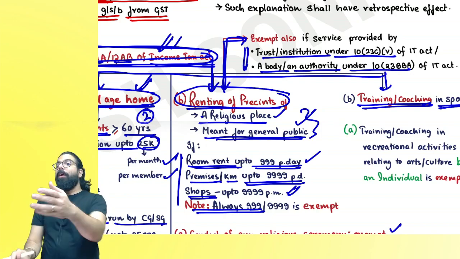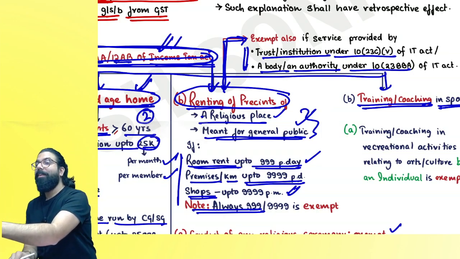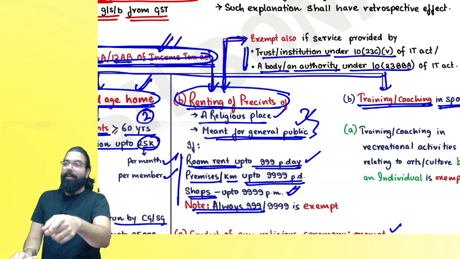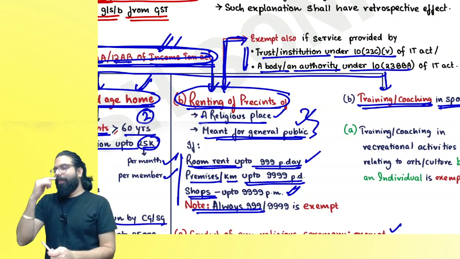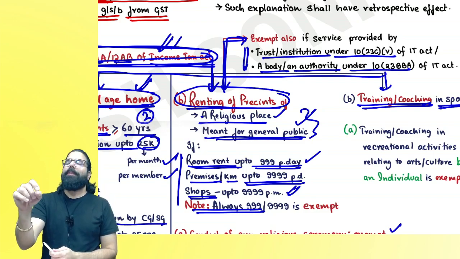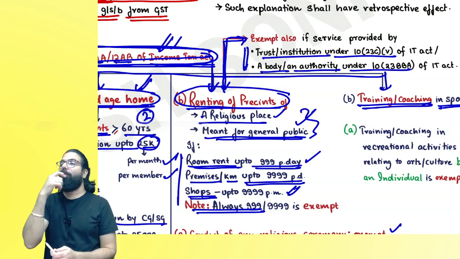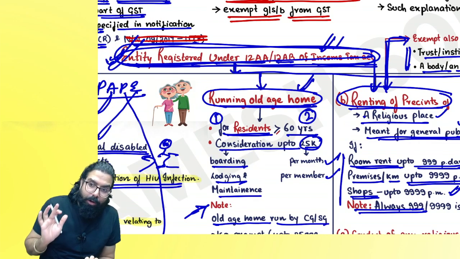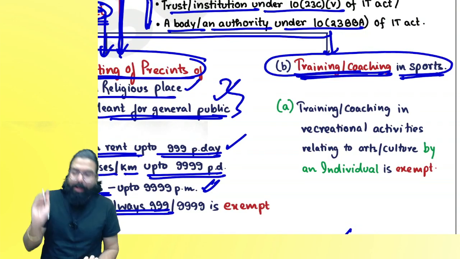Listen, Ramesh went ahead. Okay, Ramesh only will take. Now, Ramesh is running a training or coaching institute in sports. Will it be exempt? No. Only if it is a charitable institution, an entity registered under 12AA or AB, and they are giving training or coaching in sports, it shall be exempt.